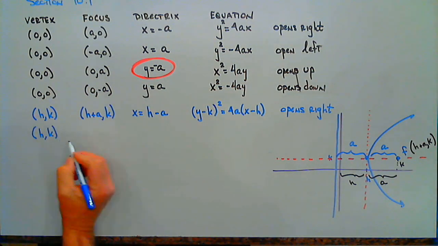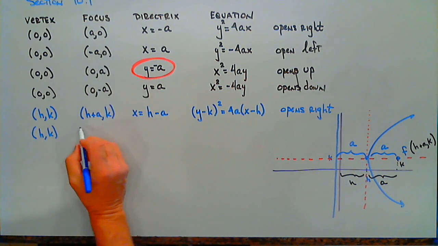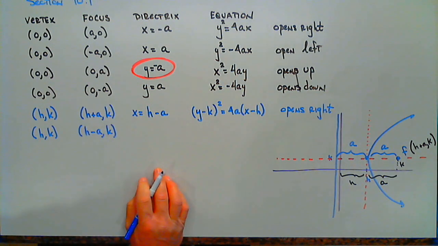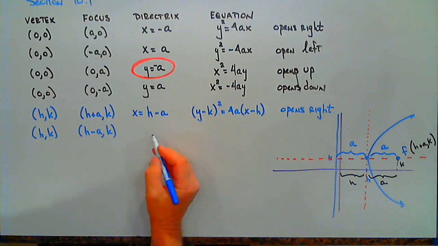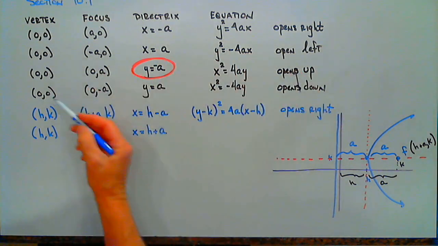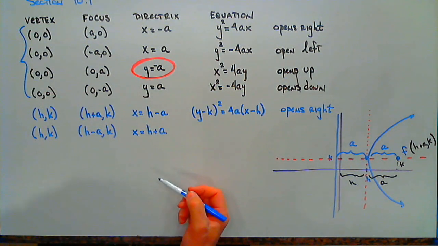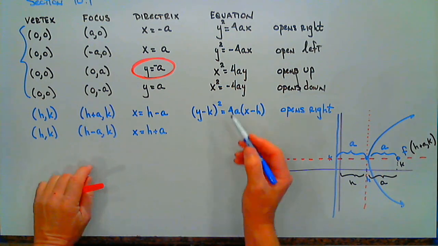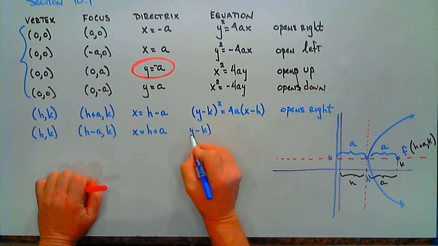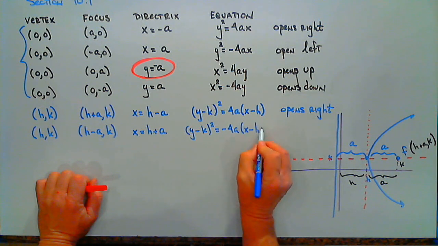What happens if we want to open left? Well, you can see right here, there's going to be a negative a here, so this is going to be h instead of plus a, it's going to be minus a, okay? There's a positive here, so that's going to be x equals h plus a. That's why I said learning this set right here was so important because it helps us write down this set. Now, we know we want to open left, so we're going to have to put a minus sign, right? A minus sign. So this is going to be y minus k squared equals negative 4a times x minus h.